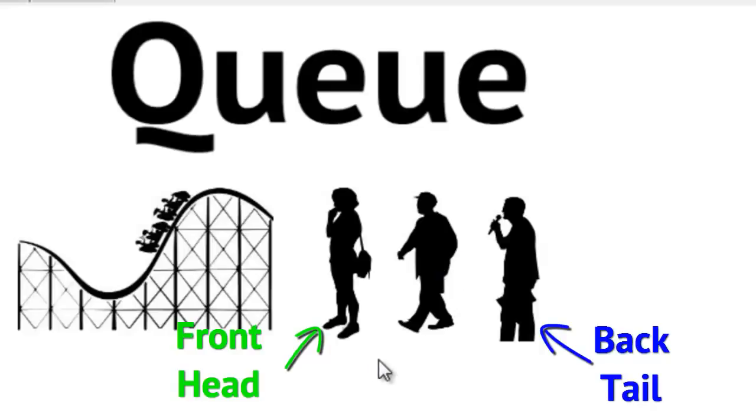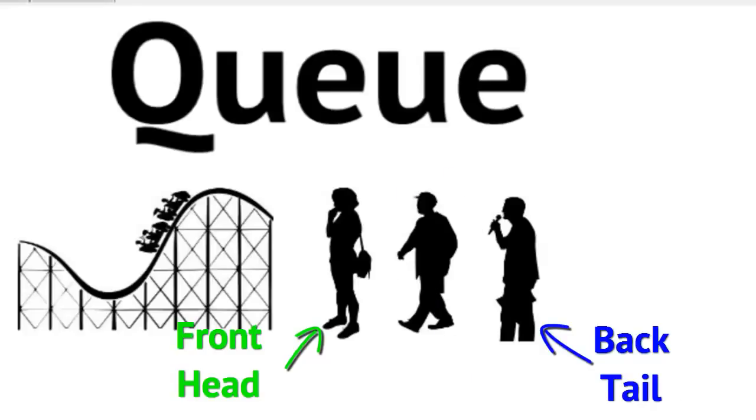So with the queue data structure, you'll usually have an operation that allows you to access the head or the front of the queue, and you'll have an operation that allows you to access the tail or the back of the queue. But you don't have any mechanism to be able to access anything in the middle of the queue.